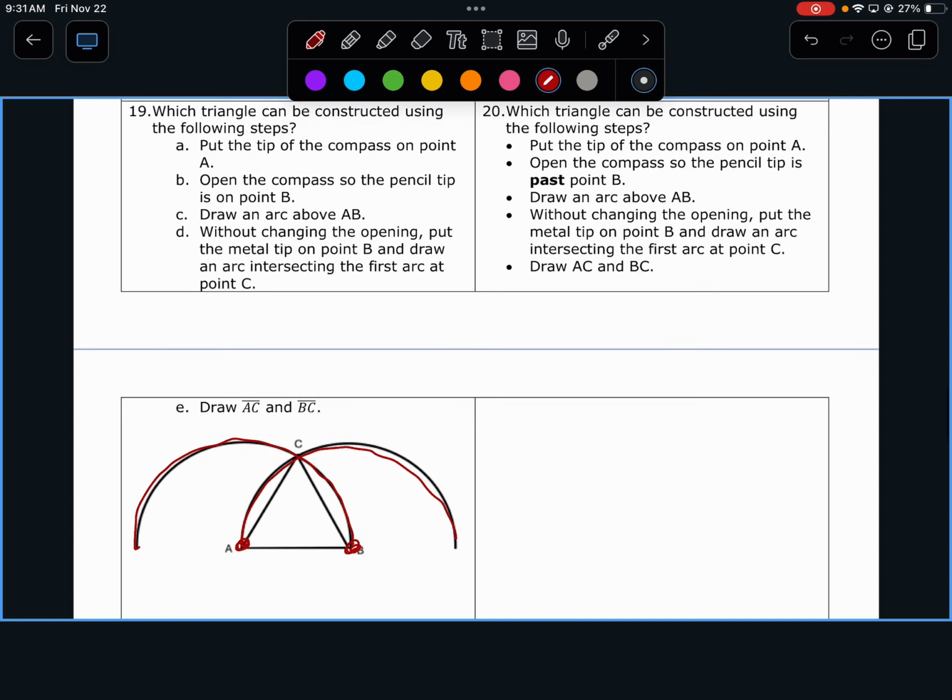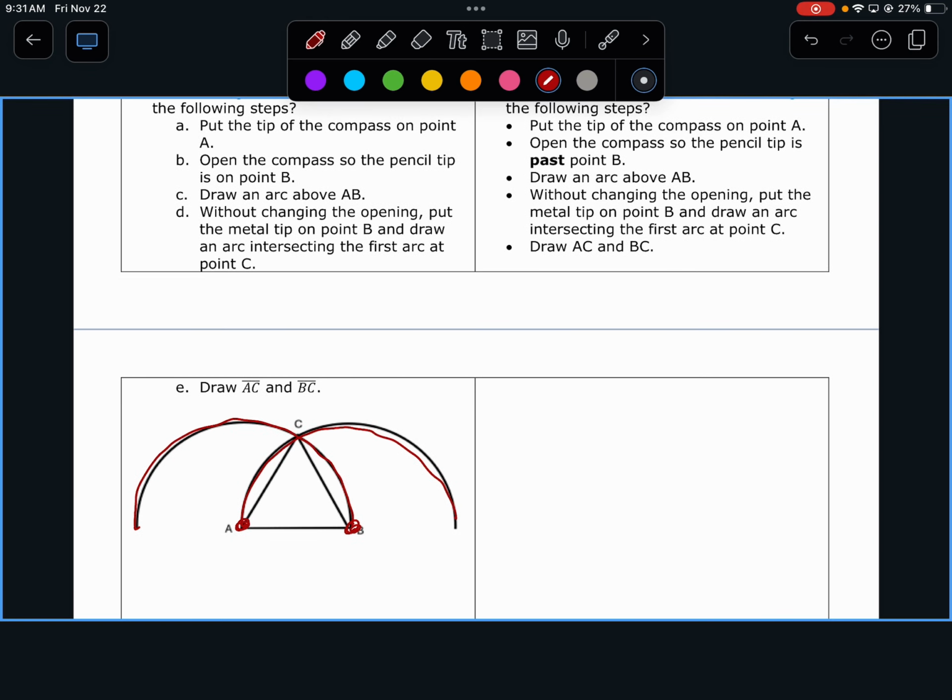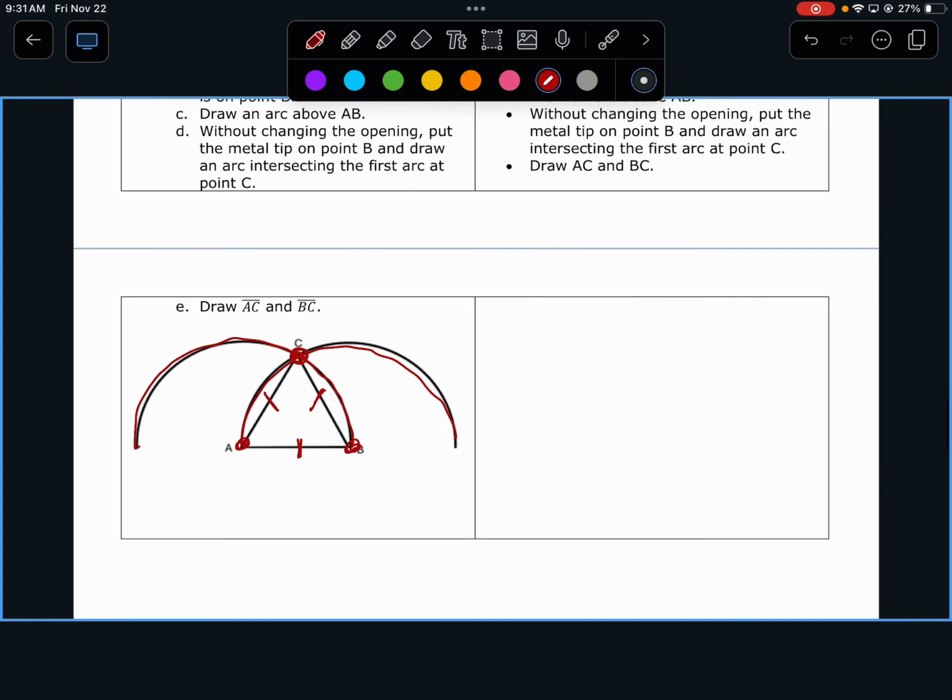What did we just create? Well, if this measurement was used to create this intersection here, then all three of these sides should be equal. So this should be equilateral.